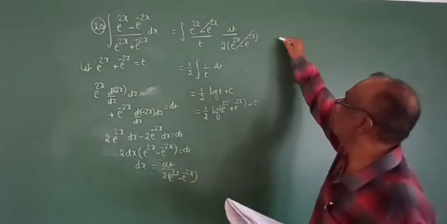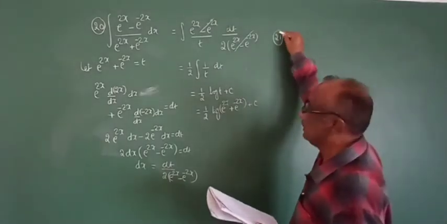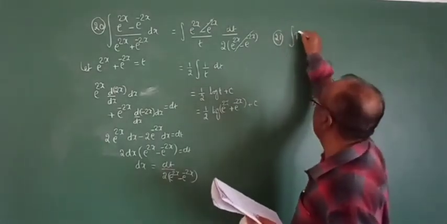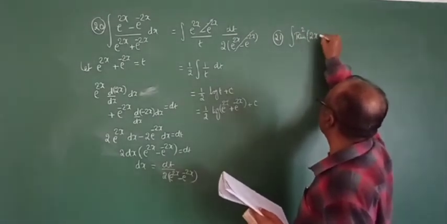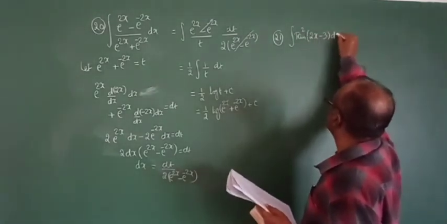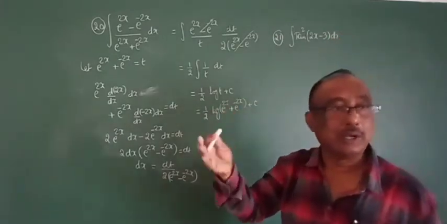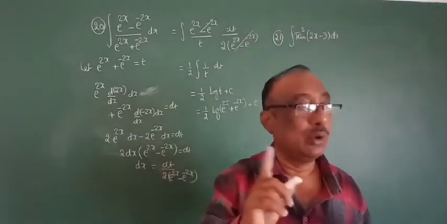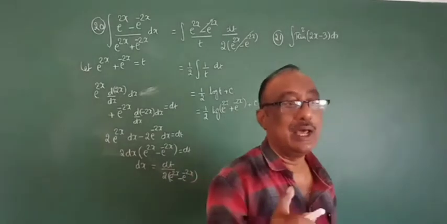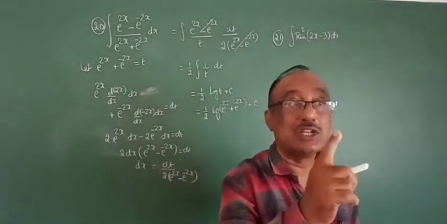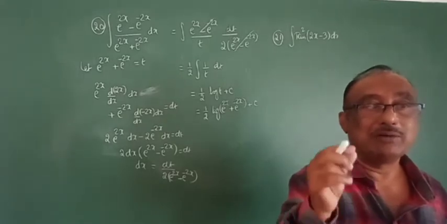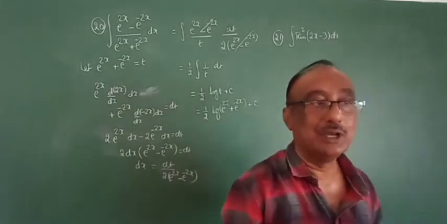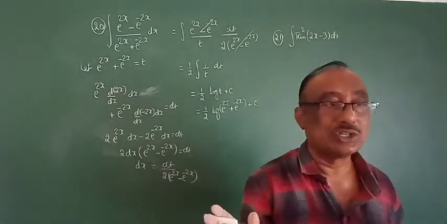21st problem. Integral of tan square of 2x minus 3 into dx. Tan square has no direct integration. Tan has no integration. Secant square we have integration, that is tan x. But tan has no integration. Okay?